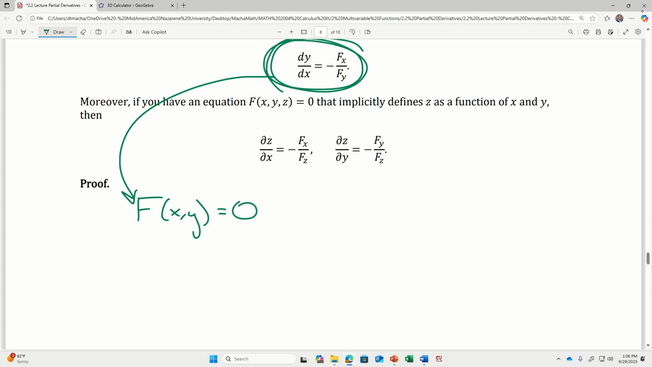If I have capital F of x and y, maybe I start off by deciding I'm going to take the derivative of F with respect to x, and not the partial derivative, but the total derivative of F with respect to x. And like I showed you before, that's going to be the partial of F with respect to x plus the partial of F with respect to y times the derivative of y with respect to x.